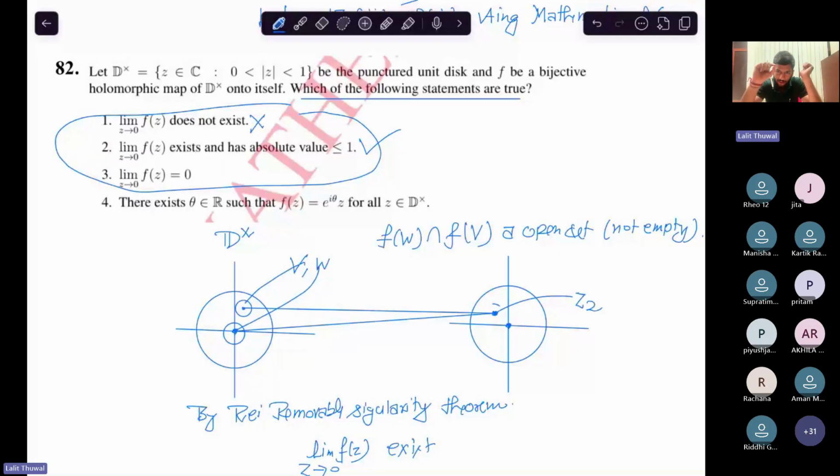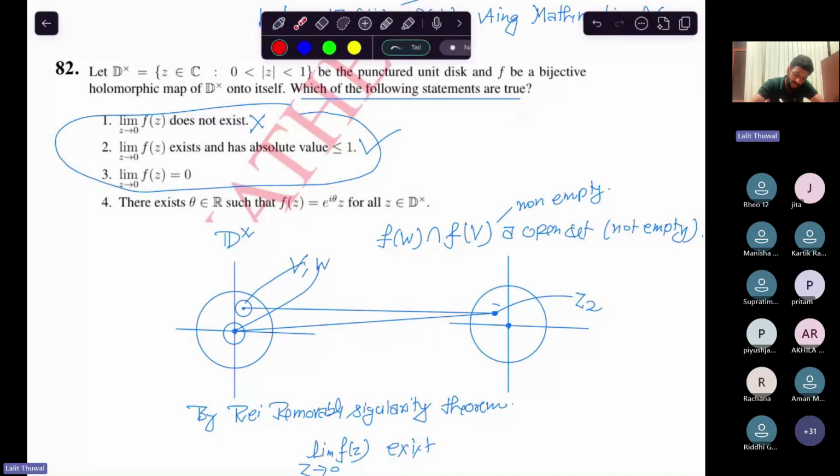So that point is an interior point. So there is a disk which is contained in both. So it means it is a non-empty open set, and a non-empty open set is uncountable, right? So what does this mean? That there is a point.